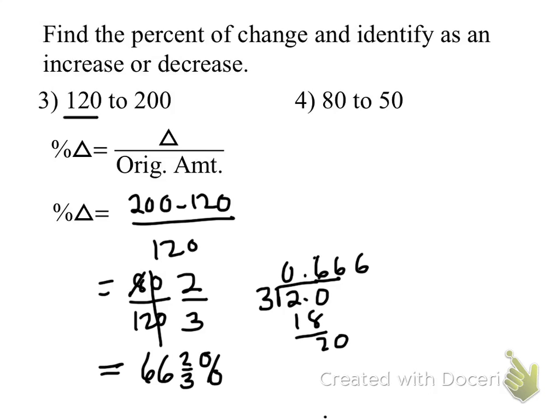I take it out 3 places, so that becomes 0.666. Move it once, twice. It becomes 66 and 2/3%. We don't write it as a repeating decimal. We write it as a fraction.